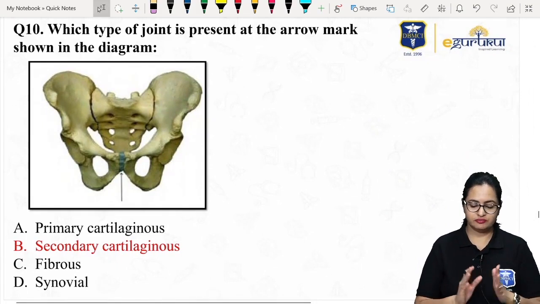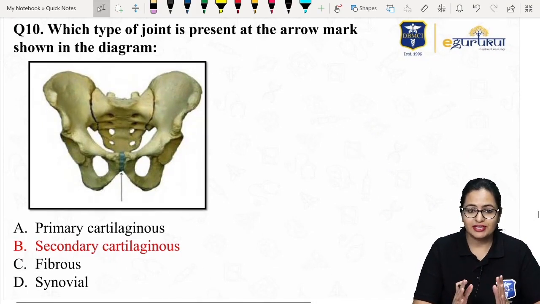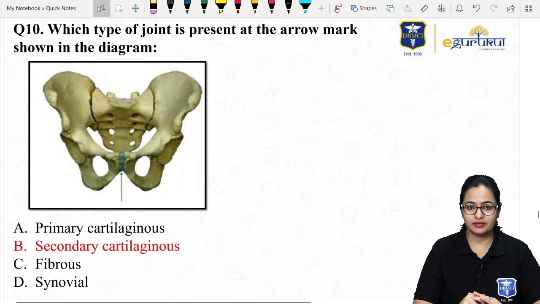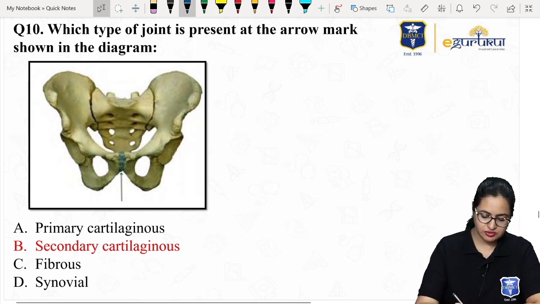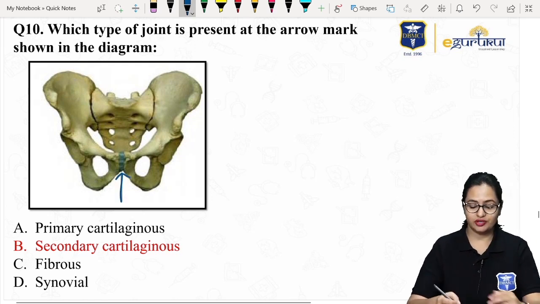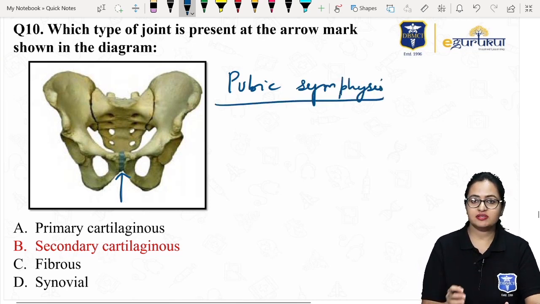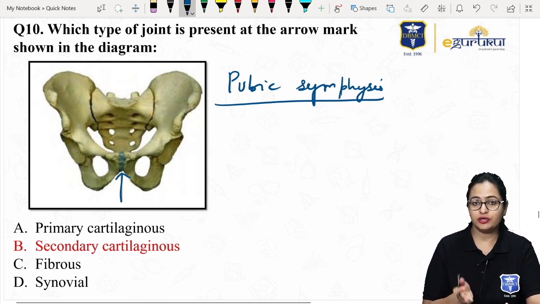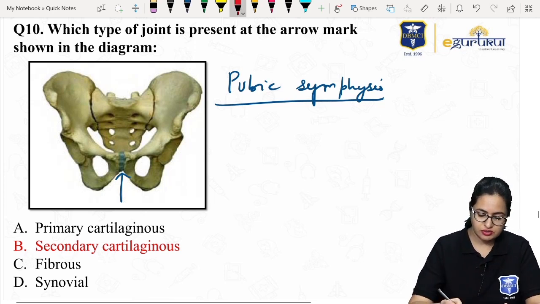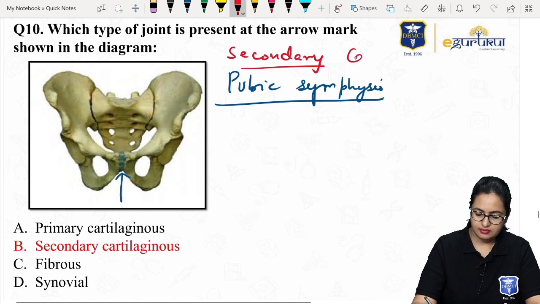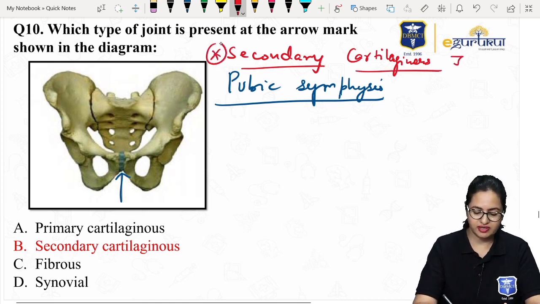Okay, in this question, which type of joint is present in the arrow marked area shown in the picture? If you see this arrow over here, it is pointing towards the pubic symphysis, and the pubic symphysis is typically a symphysis type of joint, or we say the secondary cartilaginous joint. It is a secondary cartilaginous joint and it is also known as the symphysis type of joint.